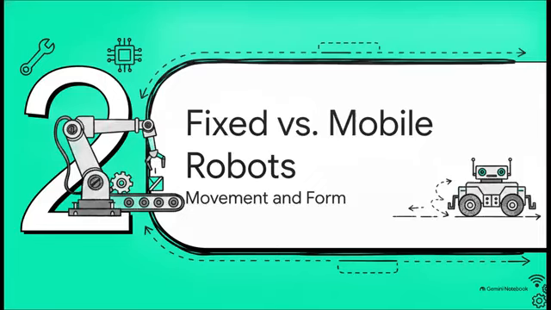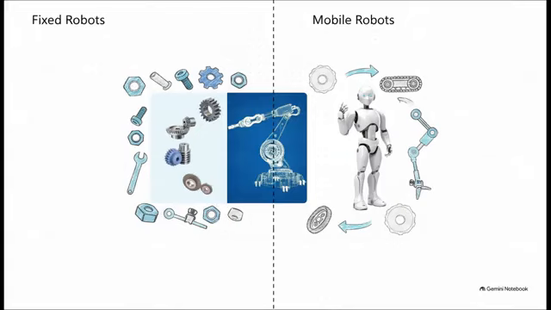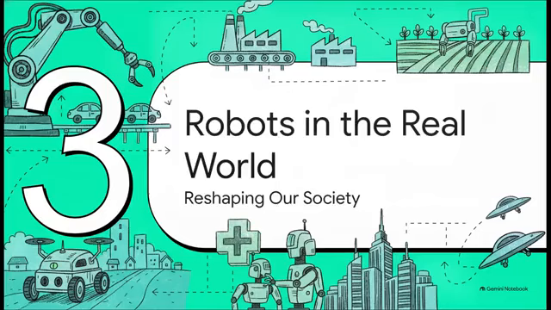Moving on to Section 2, Fixed versus Mobile Robots. Here is how the Basic 7 curriculum breaks down the 2 main categories. On the left, we've got fixed robots. Think of industrial arms that are literally bolted down to solve problems from one single position. Then, on the right, we have mobile robots. These guys navigate their environments using wheels, tracks, or even mechanical legs. Section 3. Robots in the real world.